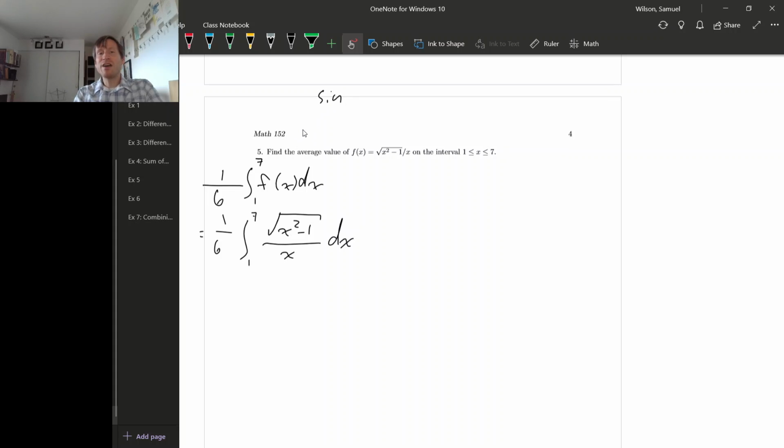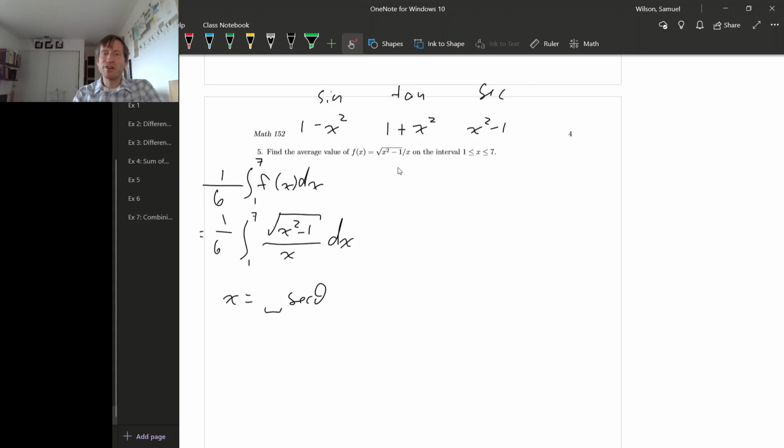You use sine when you have a constant minus the variable squared. You use tangent when it's a constant plus the variable squared. You use secant when it's the variable squared minus a constant. So we're going to use secant. And remember, the constant, so we're going to use x equals some number times secant theta.